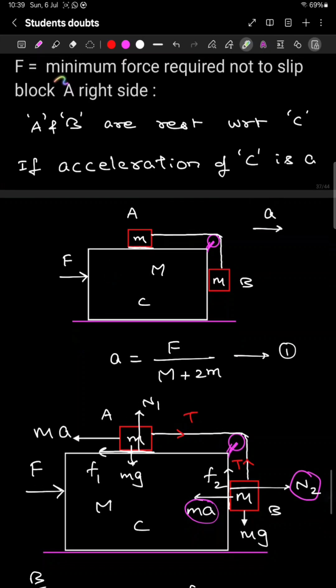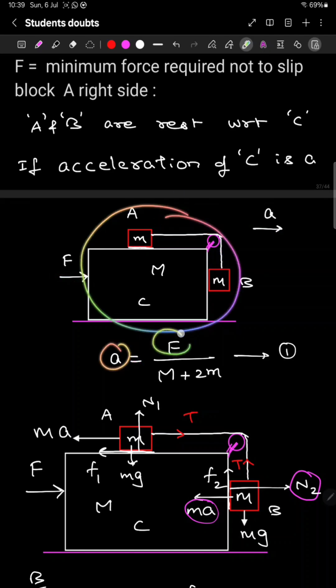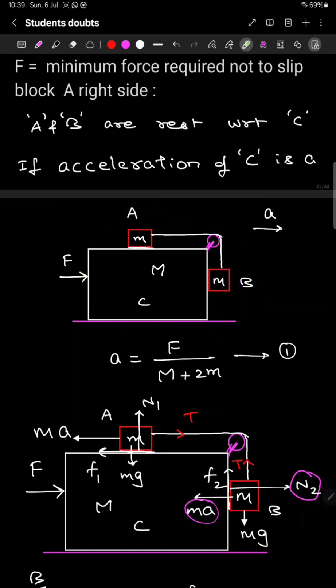Now let us find the minimum force required not to slip. It was given once again that A and B are at rest with respect to C. That means the whole thing is moving with the same acceleration a due to some external force F. So for the whole system, acceleration equals external force F by total mass, m plus 2m. If the whole system is having acceleration a, then the upper bodies will have pseudo acceleration a, pseudo force ma. Even for this also, pseudo acceleration a, pseudo force ma.